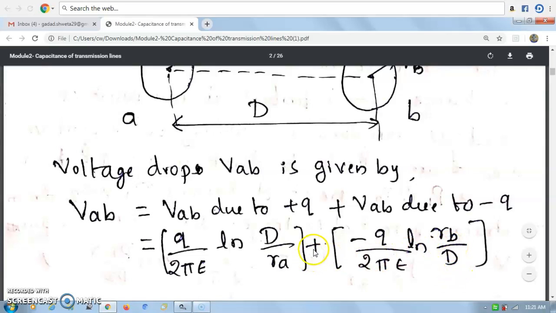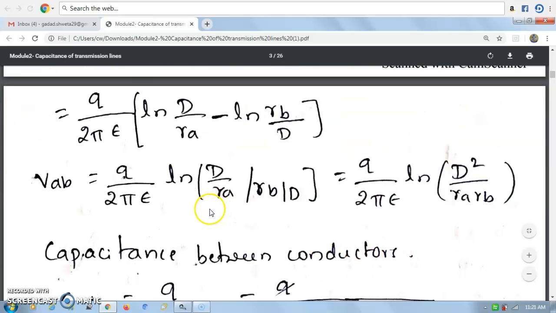Otherwise, you can write with sign. You can take second distance by radius, by second distance, in reverse order of the first one. Next, take it common here. Then ln of this divided by this, with the minus sign there.